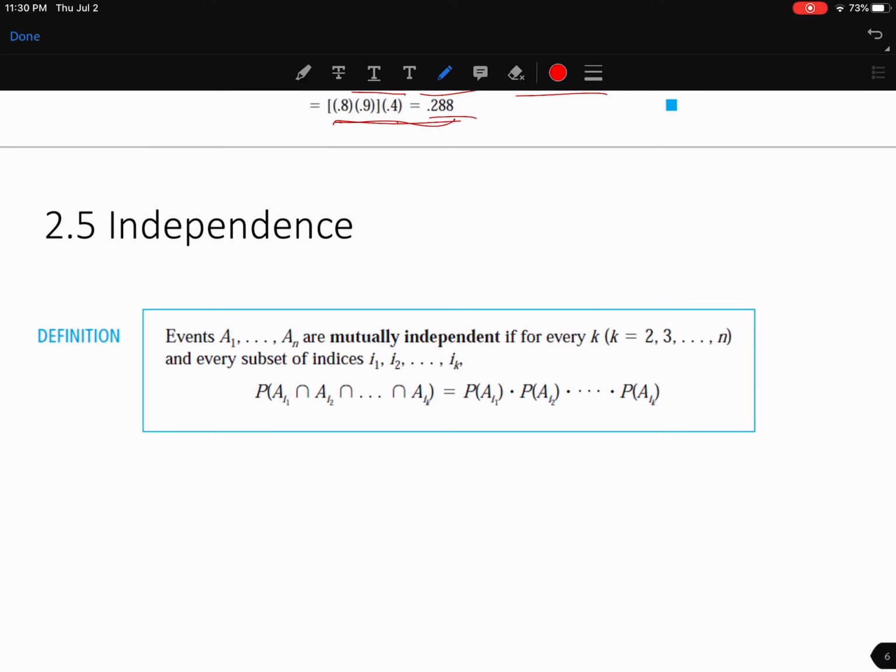And actually, there is a general form. The definition is that events A1 through An are mutually independent if for every k equal to 2, 3, up to n, and every subset of indices i1, i2, up to ik, the probability of A_i1 intersection A_i2 intersection, until intersection A_ik, is equal to the probability of A_i1 times the probability of A_i2 times the probability of A_ik. So that means we can extend the proposition of independence to a general form.